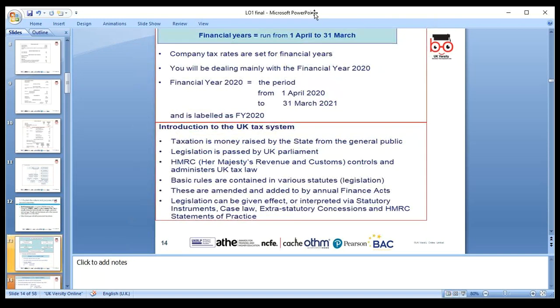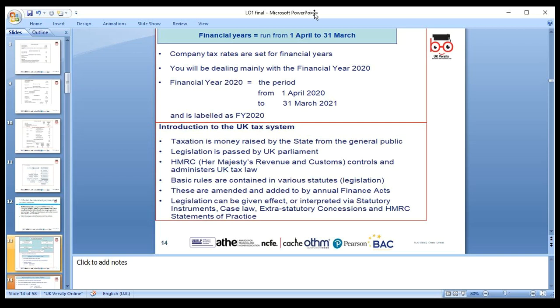Okay, next now, financial years run from 1st April to 31st March, and company tax rates are set by the financial years. Sorry, Andrew, I think you made a mistake. It's 6th of April to the 5th of April, the tax year, isn't it? Yes, for tax purposes, you're right. But normally, in the books, it runs from a few days, you can include, company accounts. Yes, but the government tax year is 6th of April to the 5th of April the next year. Yes, you're right.